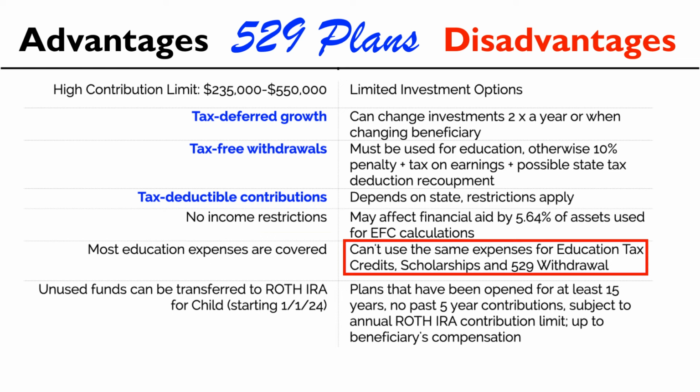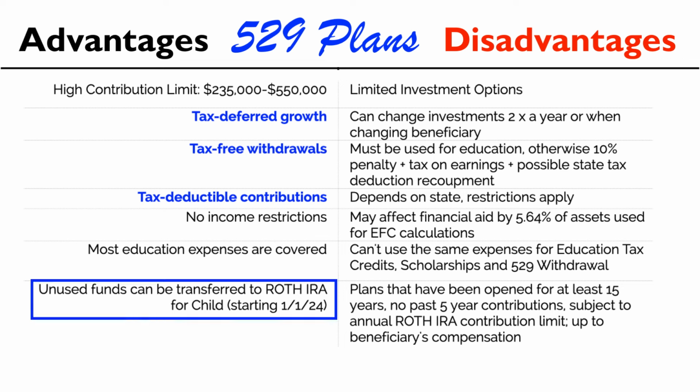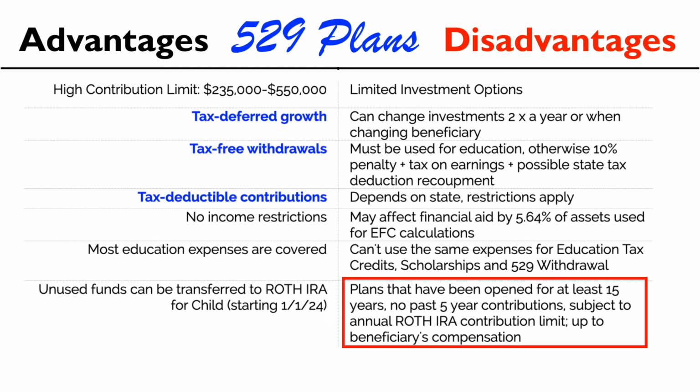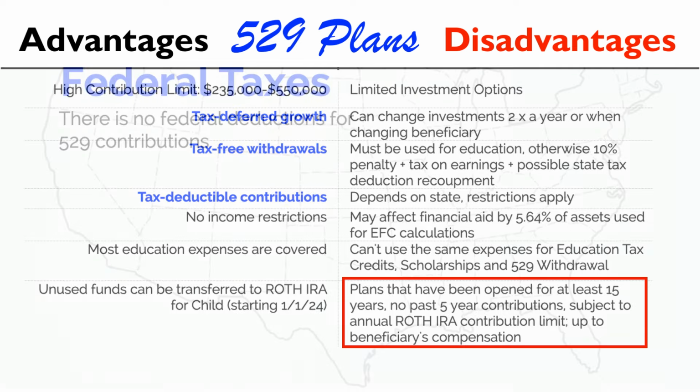However, if you have a small amount of expenses, you have to be careful if you also want to claim tax credits, receive a scholarship, and take out 529 withdrawals, because you have to use separate expenses for each of them. Finally, one benefit that's coming in January 24 is the ability to transfer unused funds to a Roth IRA for the child. However, there are several restrictions on that, so you have to be careful how you go about doing that.